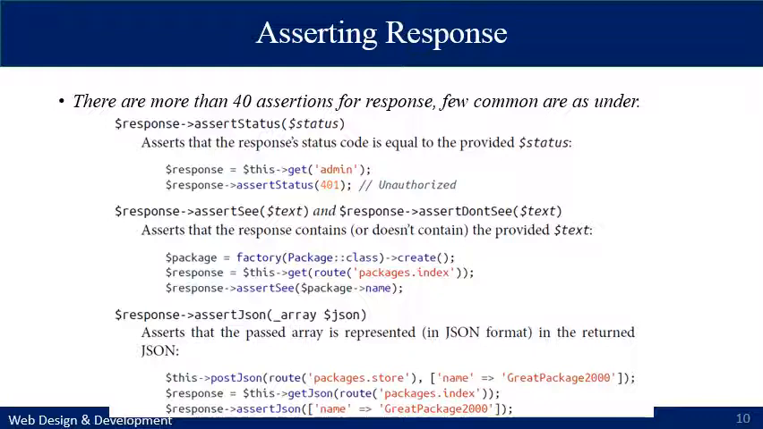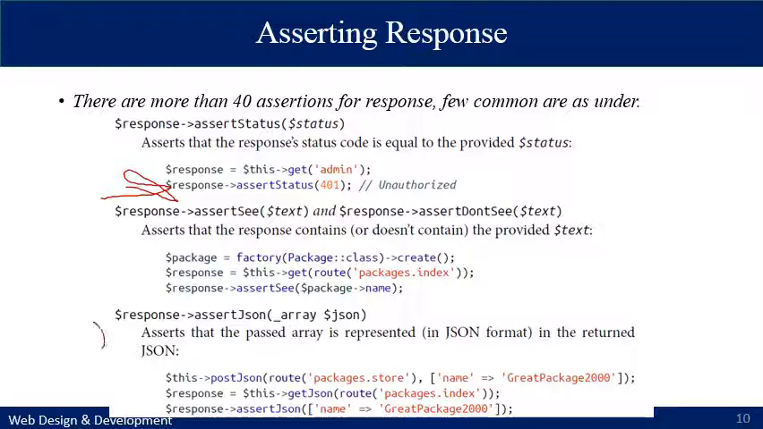First of all is assert status, which checks that the response status code is equal to the provided status. For example, in this case, if the user is unauthorized, you have to check that the assert status is 401. There are responseAssertSee and responseAssertDontSee, which assert that the response contains the provided text or does not contain the provided text.